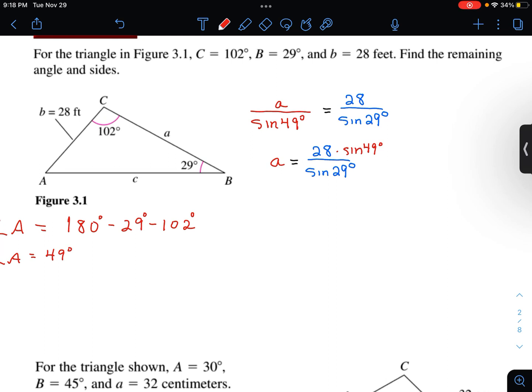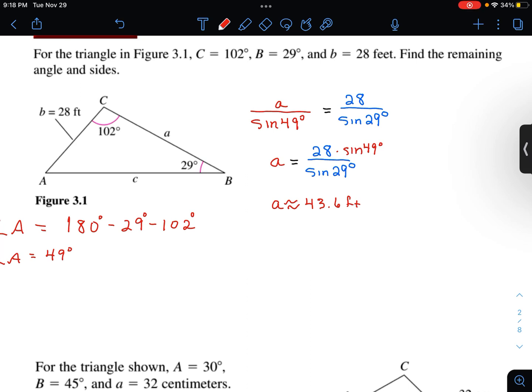It says A would be equal to 28 times the sine of 49, and that number we're going to divide by 29. We type it into our calculator. Again, make sure it's in degree mode and not radian mode. And we get an approximate number that A would be 43.6. Again, we're rounding there to the nearest tenth. About 43.6 feet. So we've got A taken care of.